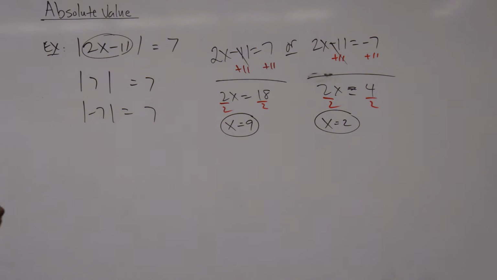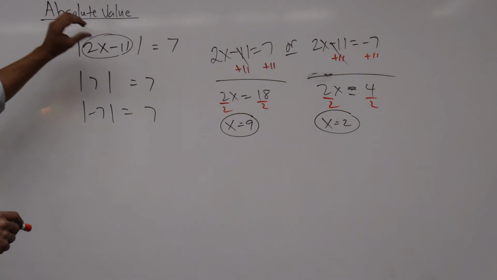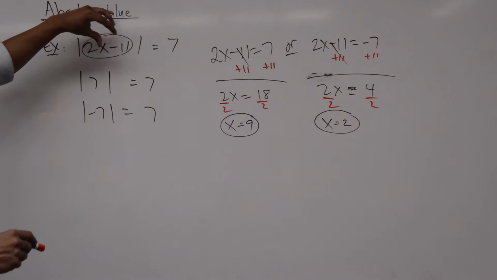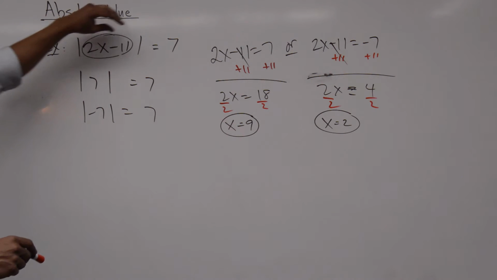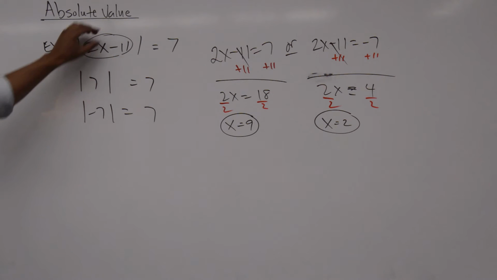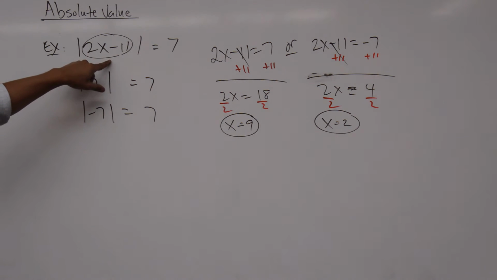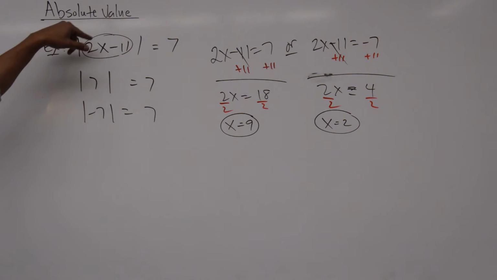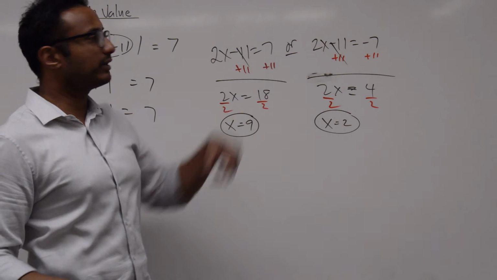Okay, so let me go through that one more time. 2x minus 11 just represents a number inside the absolute value. Now, we want that to be equal to 7. So which numbers have an absolute value of 7? 7 and negative 7. So this expression, which represents a number that's inside the absolute value, could either equal 7 or it could equal negative 7.